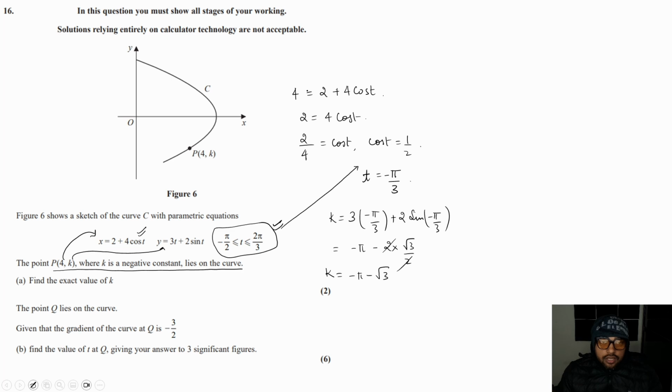So this is how you will get M1 here for method, and for accuracy you will get A1 here. This should be the method which should be applied here. And in the second sub part, they have told us that point Q lies on the curve, given that the gradient of the curve at Q is negative 3 by 2.